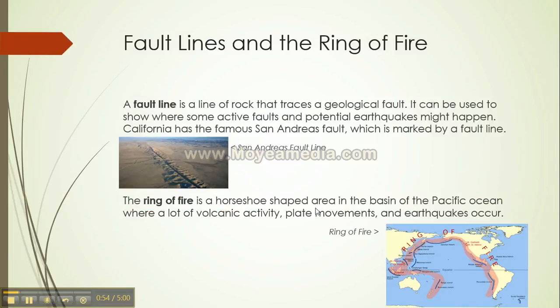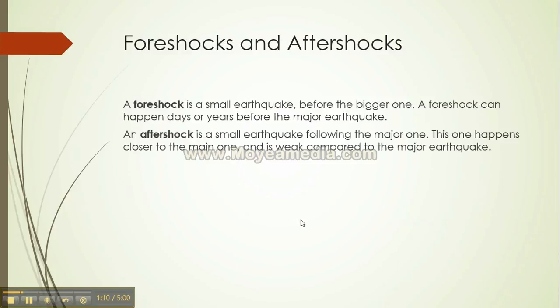A fault line is a line of rock that traces a geological fault. It can be used to show where some active faults and potential earthquakes might happen. The Ring of Fire is a horseshoe-shaped area in the basin of the Pacific Ocean where a lot of volcanic activity, plate movements, and earthquakes occur.